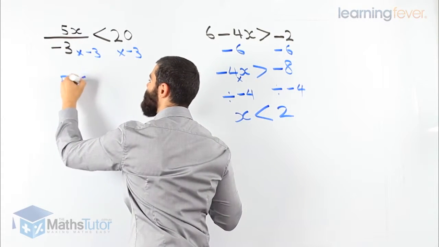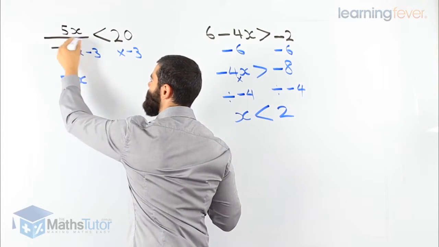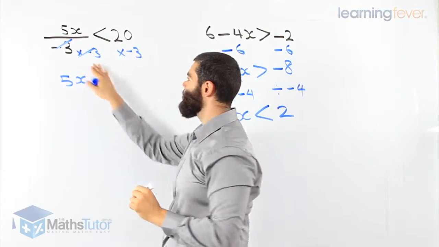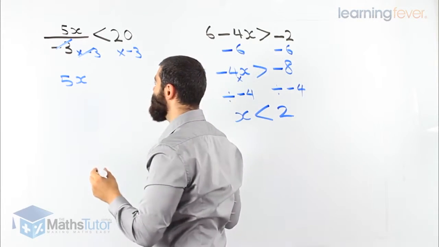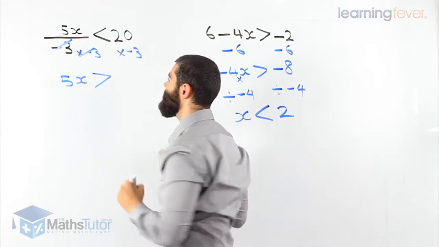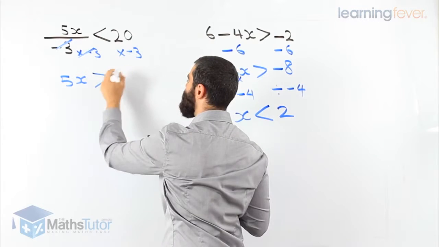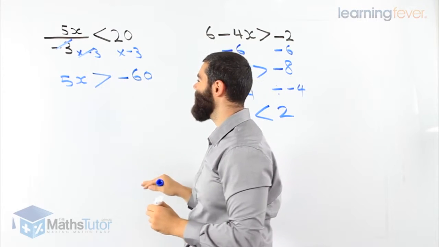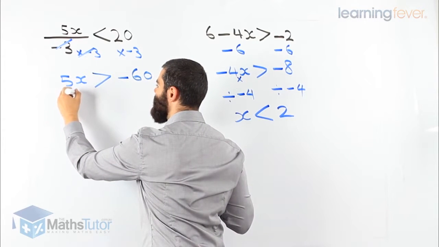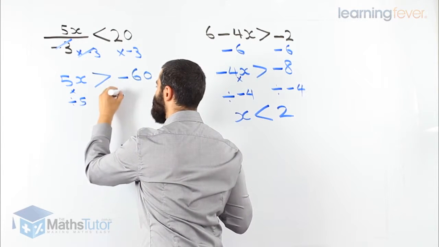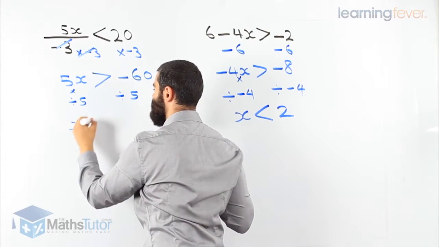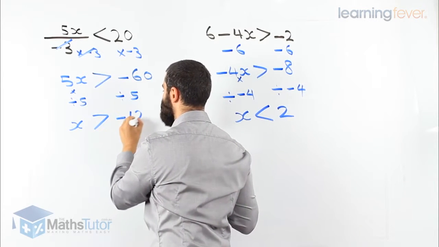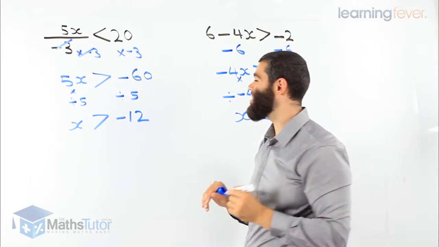Divide by negative 3 and times negative 3, they just cancel. We're left with 5x. Because we multiplied by a negative, what do we do? We reverse the sign. 20 times negative 3 is negative 60. 5x is greater than negative 60. Now times 5 is really divide by 5 and divide by 5. x is greater than negative 60 divided by 5, negative 12. x is greater than negative 12.